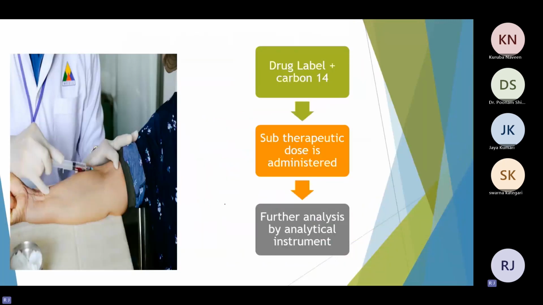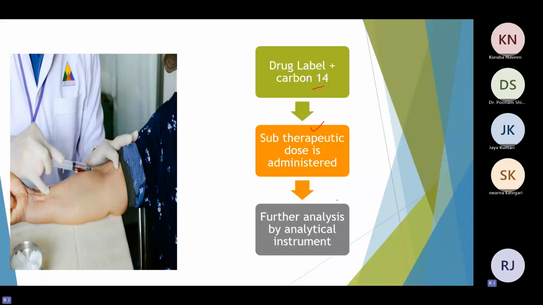Okay, so how do we do it? It's very simple. We will attach carbon 14, which is a radioisotope, to a drug molecule, and we will inject that drug at a subtherapeutic dose, meaning very minimal. Like, in the animal model, we identify that 100 mg is the dose which may show some positive effect in the human body for treating a particular illness. Then we will give only 1 mg, okay, and we'll attach this carbon 14 isotope.